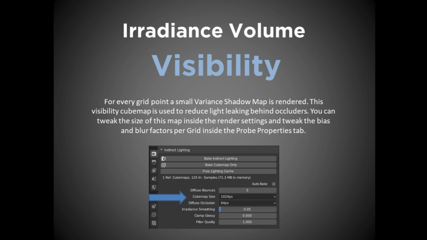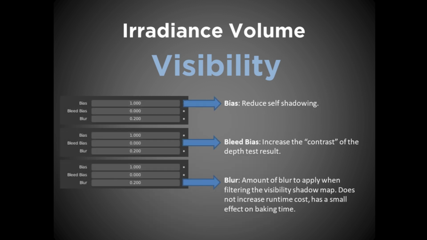You can tweak the size of this map inside the render settings and tweak the bias and blur factors per grid inside the probe property tabs. Inside the probe property tab, you will find bias, that is used for reducing self-shadowing, bleed bias, to increase the contrast of the depth test result, and blur, that is the amount of blur to apply when filtering the visibility shadow map. It does not increase runtime cost but has a small effect on baking time.